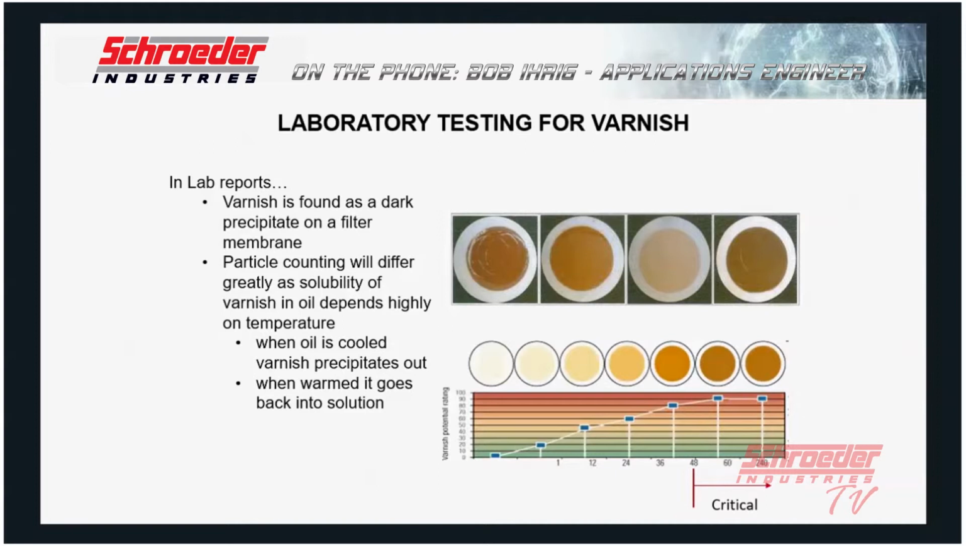Whenever you're testing for the existence of varnish, I guess the best practice would be to use a variety of methods to really confirm that varnish is an issue, other than seeing system components that clearly have a deposit on them. You can't really tell the existence of varnish from a sample of fluid in itself.